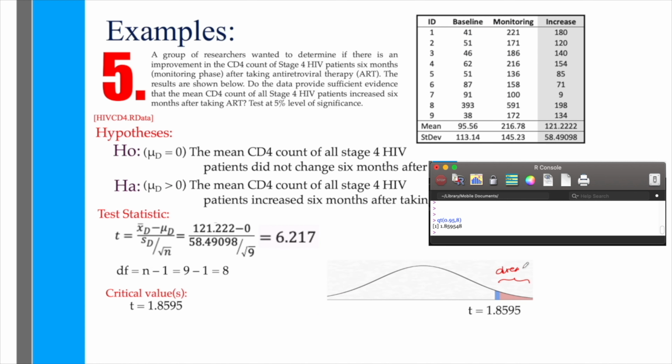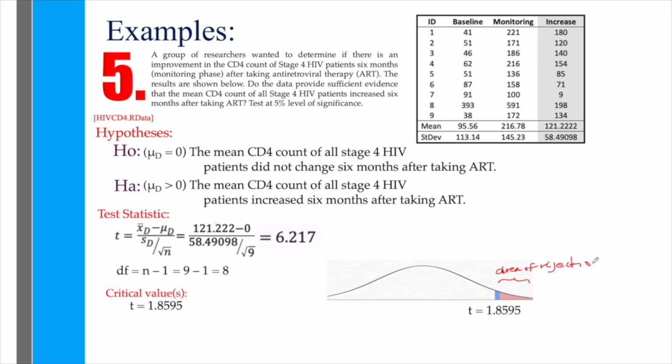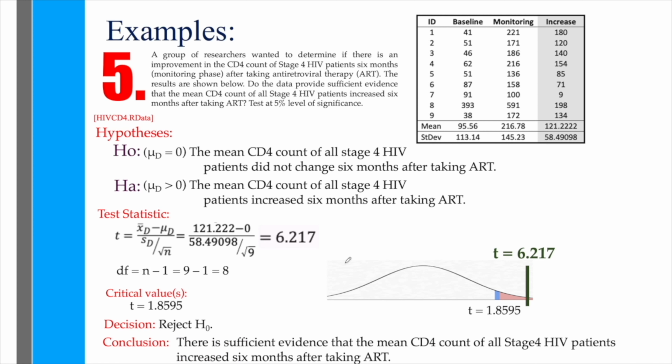Leaving us with this area of rejection. So the question is, where is 6.217? Is it in the area of rejection? Yes, it is. Thus, our decision is to reject the null hypothesis and conclude that there is sufficient evidence that the mean CD4 count of all stage 4 HIV patients increased 6 months after taking the antiretroviral therapy.